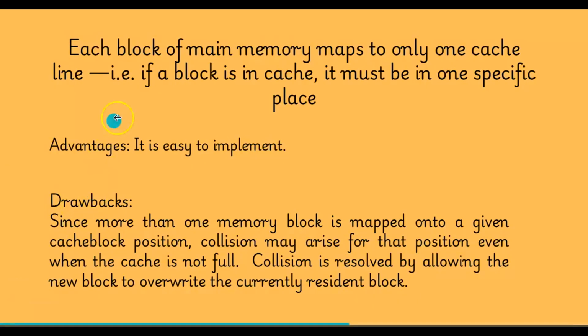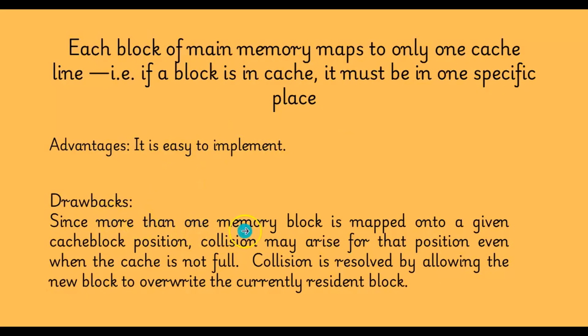So each block of main memory maps to only one cache line. That is, here cache line refers to a block in cache. So if a block is in cache, it must be in one specific place. So what is the advantage? It is very easy to implement. Then what is the drawback?